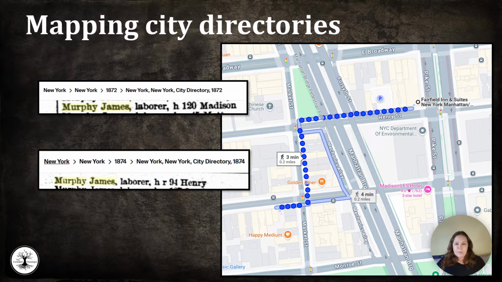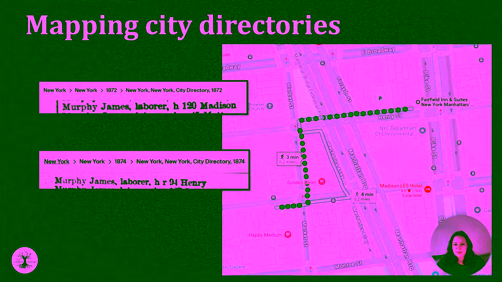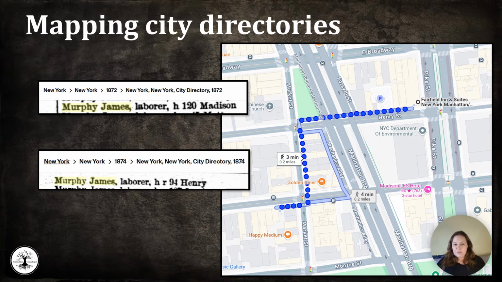So I started mapping them out to see if I could figure out which one was the right one in 1874. Because if somebody's just a laborer, it's a lot harder to track than if they are a mason or a blacksmith or something. So finally, I was able to find that one of the James Murphys was only a 3-minute walk in 1874 from where the other one was in 1872, giving me a really good lead to follow.